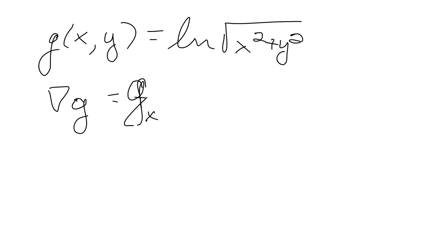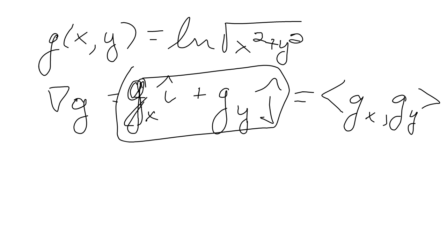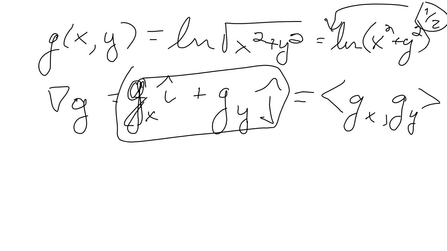So the partial of g with respect to x i hat plus the partial of g with respect to y j hat, right? Or basically we could have just written that like this. Anyway, we'll go with this because that's how I did it in my notes. Partial of g with respect to x: I need to rewrite this a little bit, so I'm going to write it as the natural log of x squared plus y squared to the 1/2 power. Of course, we can take that 1/2 and drop it down in front, and that makes it a little bit better.